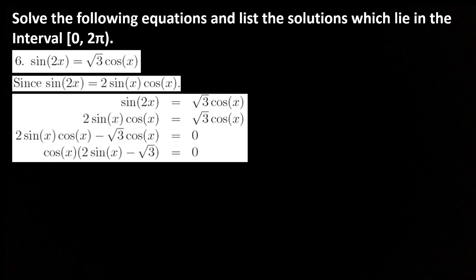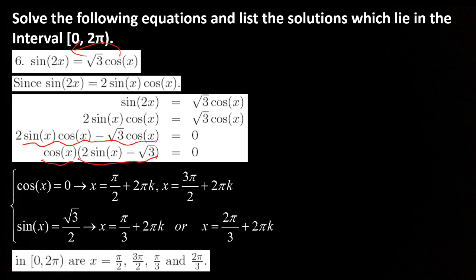So now, if you move this to the other side, we get that. Now that we can factor the cosine out of them. So either cosine is 0 or 2 sine x square root of 3 minus square root of 3 equals to 0. So we get two answers. Either cosine equals to 0 or sine x equals to square root of 3 over 2.